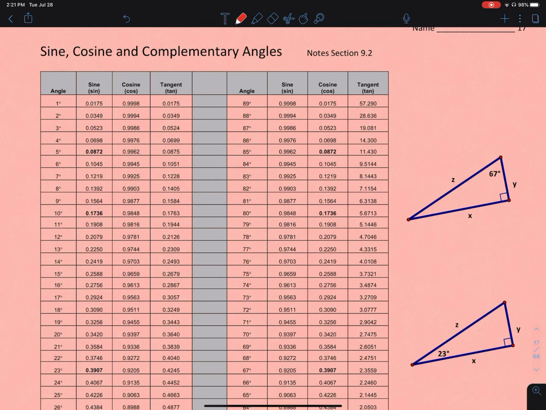Geometry notes, Section 9.2: Sine, Cosine, and Complementary Angles. Now before we get into this, let's just discuss what sine and cosine are.